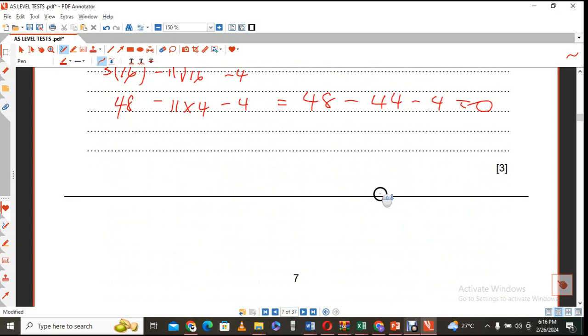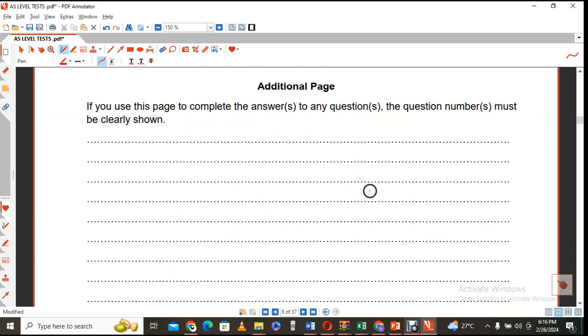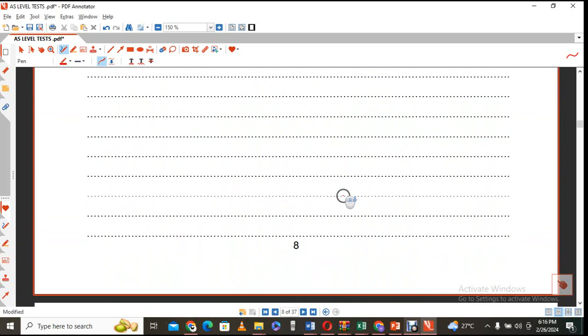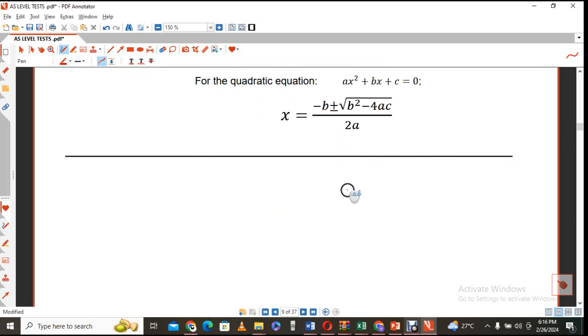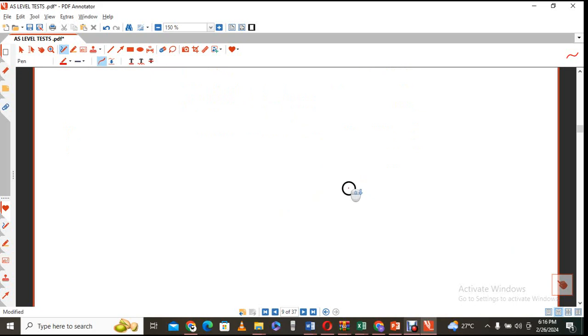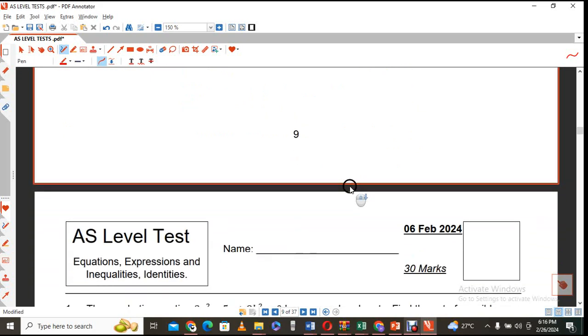Okay, so in this particular one, there's also an additional page, and then I also included a little bit of a formula page as I go along with the tests, and I'll also include the formula that they will rightfully give you in the examination. Alright, stand by for the second test that I gave, and it also deals with equations, expressions, inequalities, and identities.